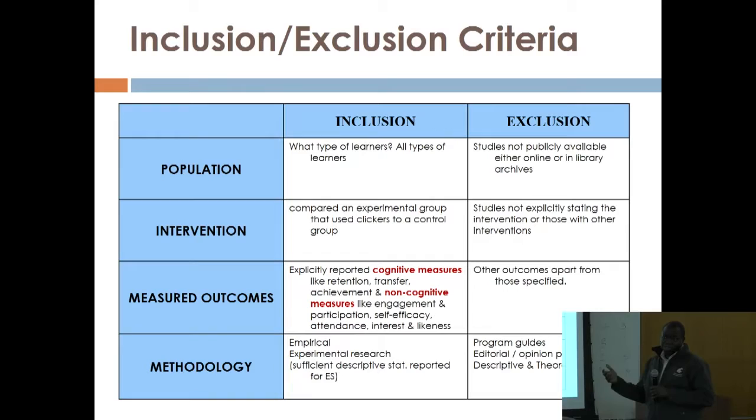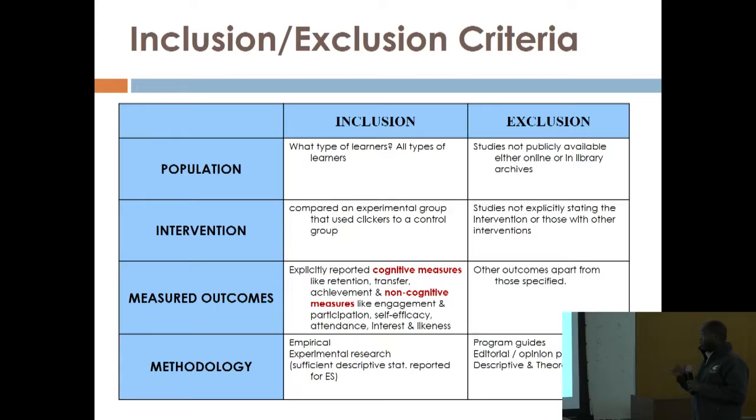We excluded studies that were not publicly available. I mean, conducting a meta-analysis is usually high stakes because years after you've published a meta-analysis, some primary authors may contact you and say, why did you exclude my study? So being very, very clear and meticulous and providing robust inclusion-exclusion criteria is the hallmark of a good meta-analysis. So if a study was not publicly available, there was nothing that we could do, so we excluded those.